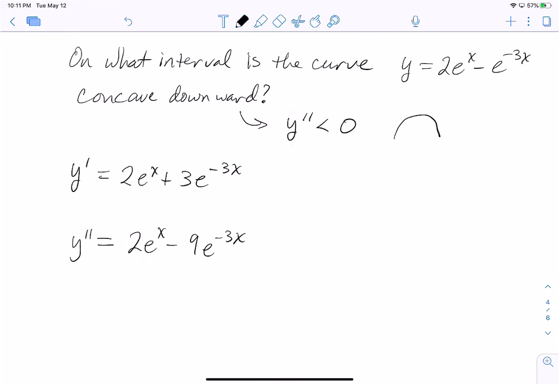And so what I want to do first, before we find out where y double prime is negative, is to know where y double prime equals 0. And folks, for that, I don't recommend that you write down equals 0 at the end of the expression where you wrote down y double prime, because then you're telling me y double prime is equal to 0. That may not always be true. We want to set up an equation whereby we can solve for values that make that true. Here we're going to have 2e to the x minus 9e to the negative 3x is equal to 0.